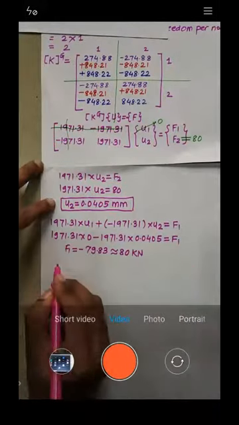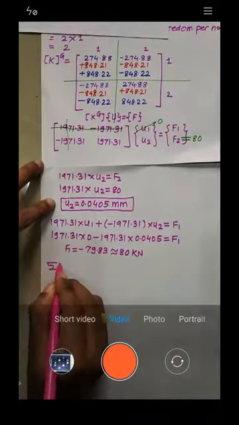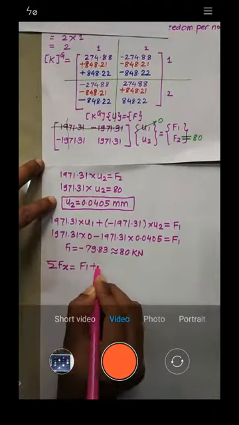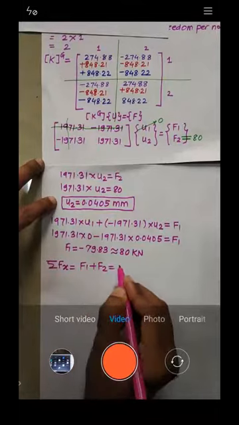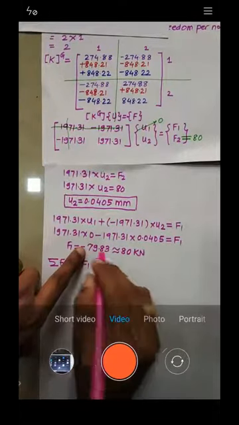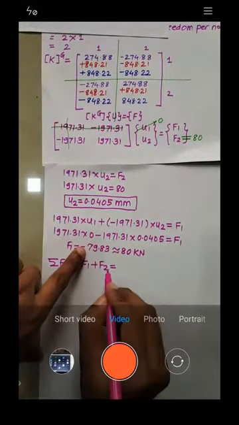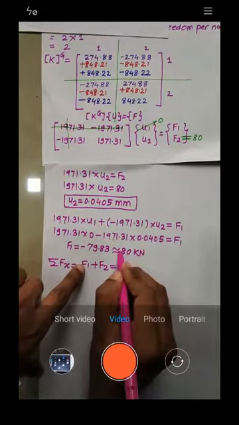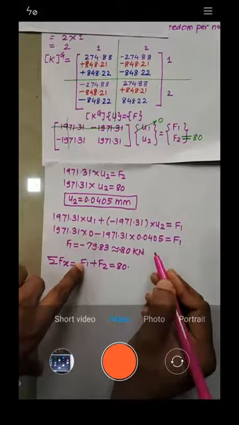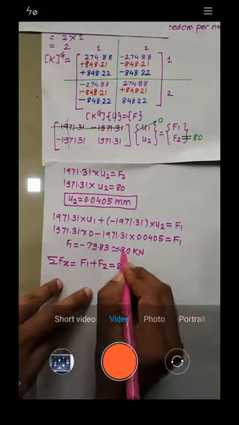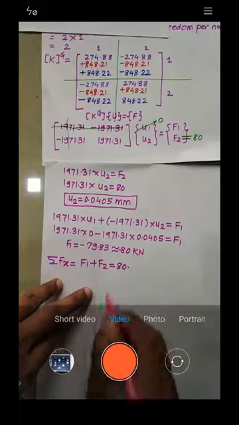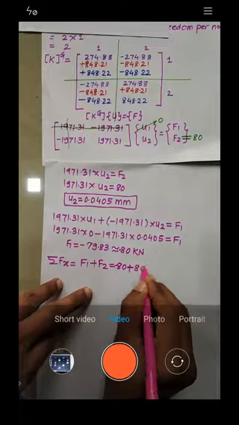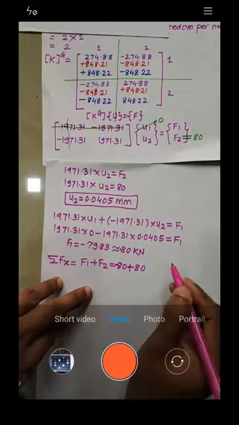Now if you check the condition of equilibrium, that is the summation of forces acting in the x direction, it is equal to F1 plus F2. F1 is minus 79.83, approximately minus 80, so I need to write the minus sign. Minus 80 plus this 80, right? Minus 80 plus 80.